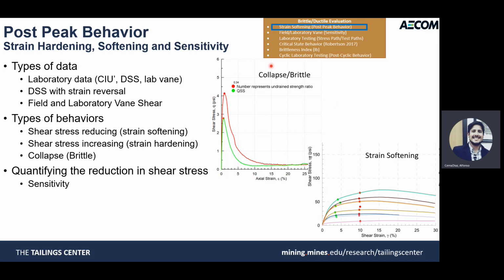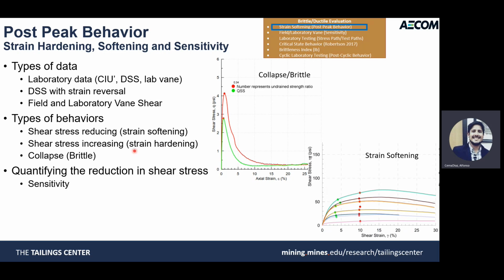So one is collapse brittle, which has a sudden drop in strength. However, the strain softening, or more ductile in a sense, will take more strain to get to a residual condition. These are better tailings in terms of behavior. However, to characterize the residual or the liquefied shear strength is sometimes difficult because of the range of strains where we expect those values to be.